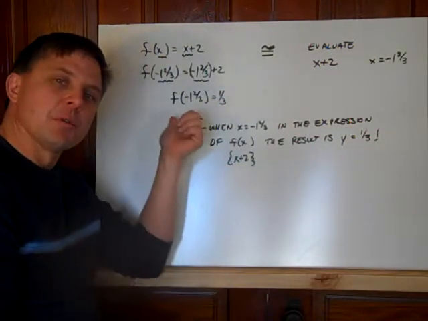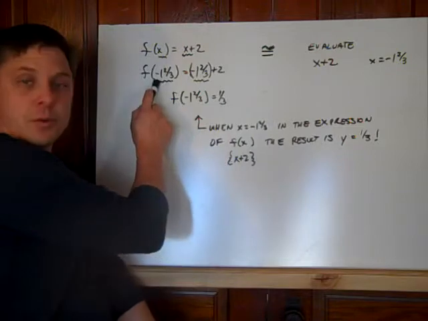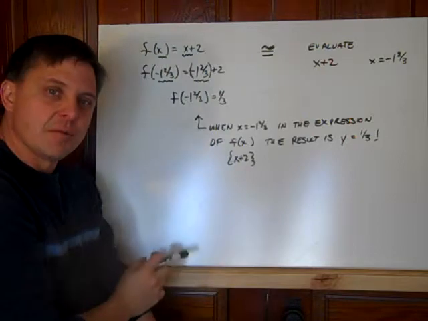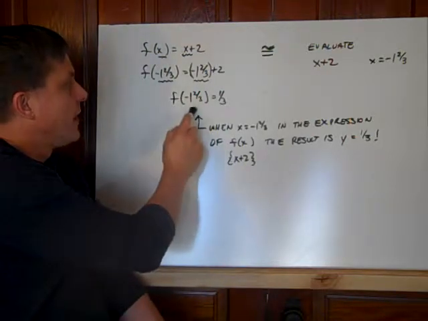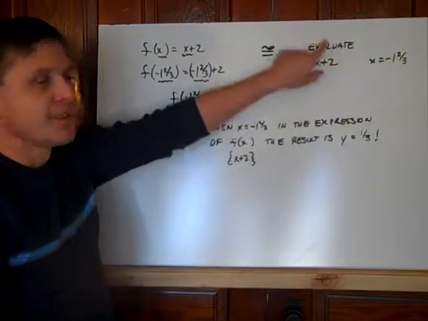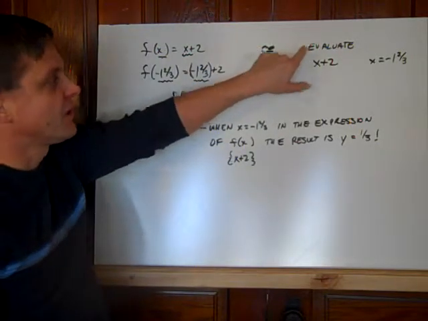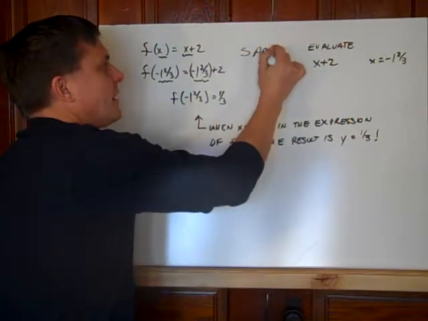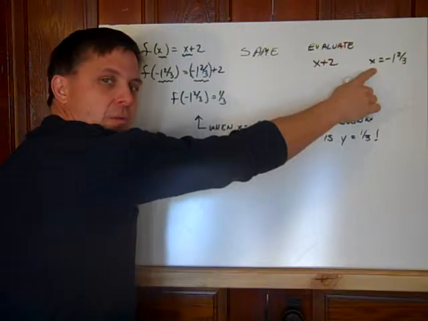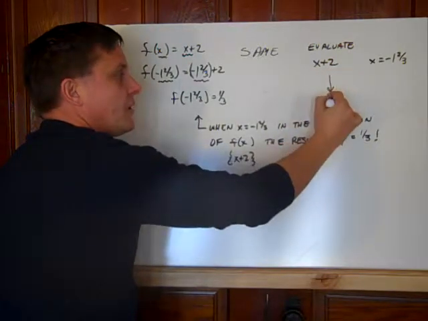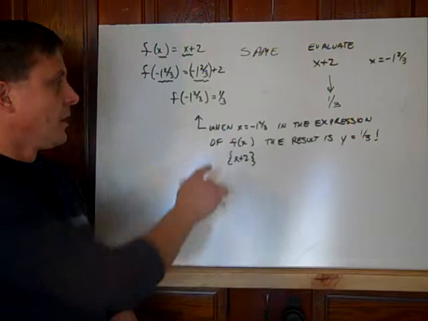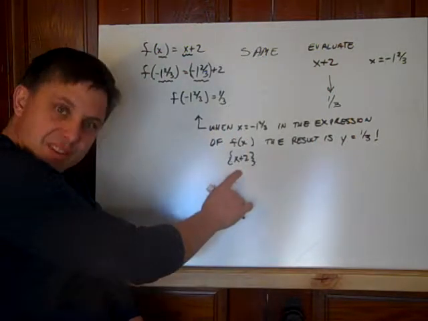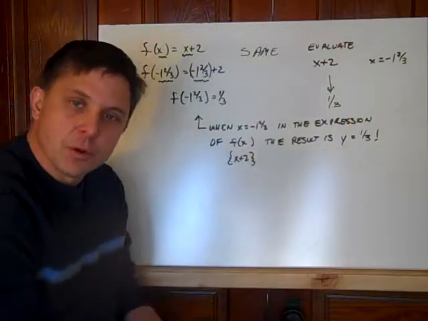And up here in the upper left, I took a second and I plugged in negative 1 2/3, showing how it just substitutes into the expression side and replaces the x value. So f of negative 1 2/3 is 1/3. This is the same as evaluate the expression x plus 2 at x equals negative 1 2/3, which again would result in 1/3. So when x equals negative 1 2/3, the expression of f of x, which is x plus 2 in this case, resulted in y is 1/3.